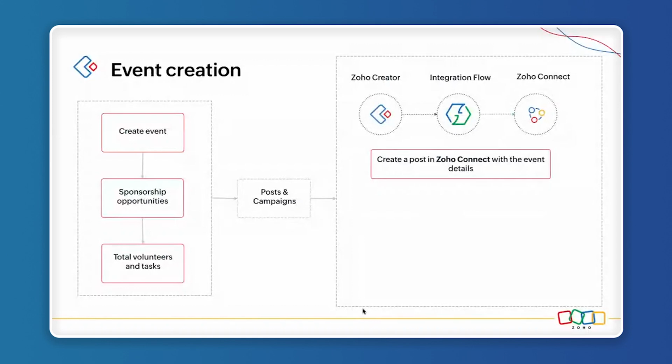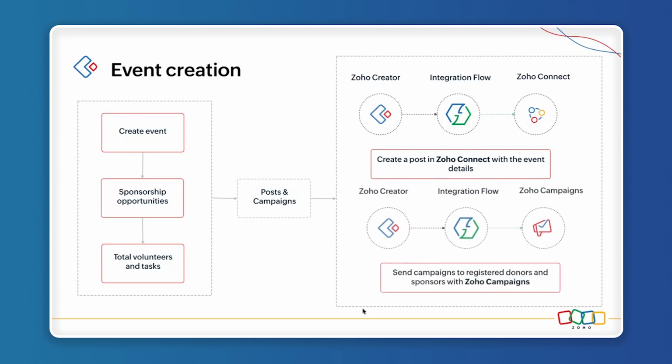Zoho Connect is nothing but a communication tool where whenever I feed in information, it will be visible to the internal and the external users that we have added into our Connect. So in this Zoho Connect, I'm going to create a post about the events that we have planned to schedule. I have integrated my Zoho Creator account with my Zoho Connect account with the help of an integration flow. So from Creator itself, I can gather all the event details, and I'll be creating a post in the Zoho Connect. From that post, we will start to get the donor registrations and the sponsor registrations.